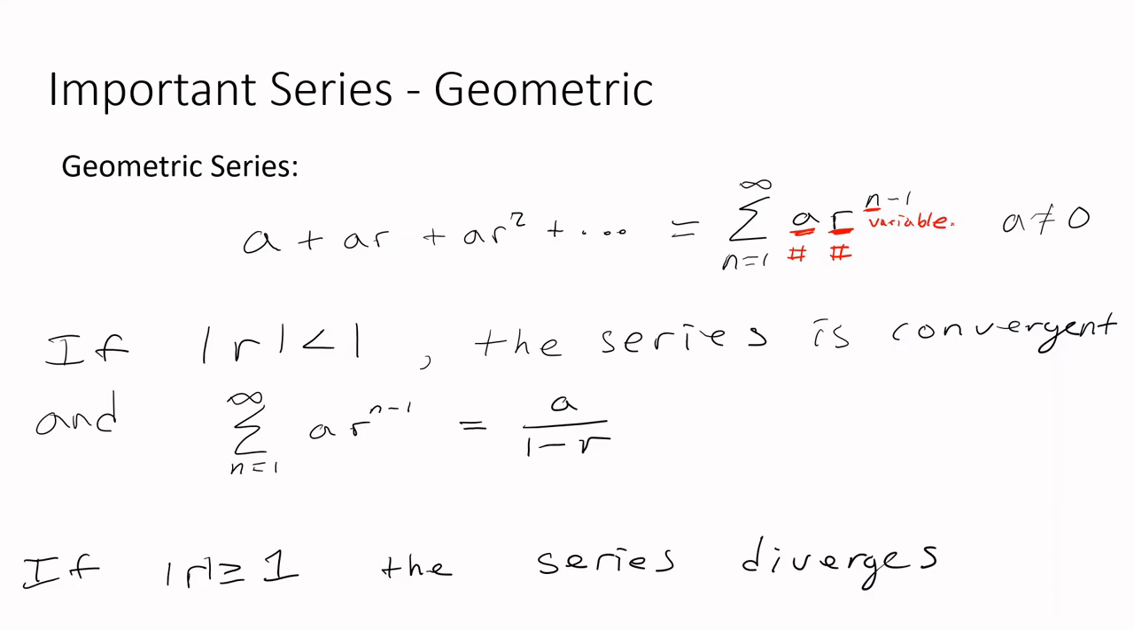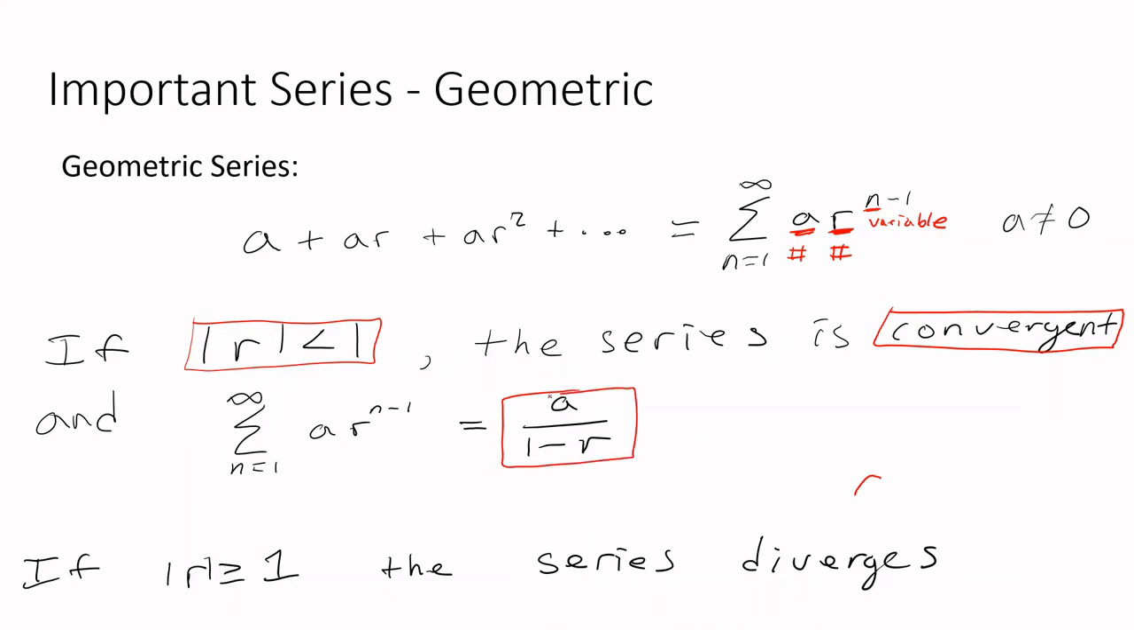And the breakdown is, if the absolute value of r is less than 1, then I'm going to converge. Just immediate, boom. If the absolute value of r is less than 1, I'm convergent, done, and I even have a formula. I know that it converges to this number. Now, if the absolute value of r is bigger than or equal to 1, then the series will diverge.